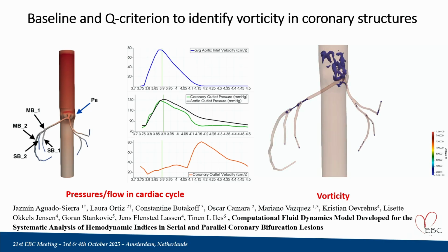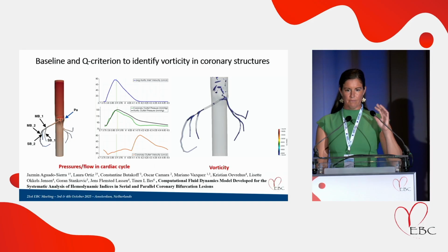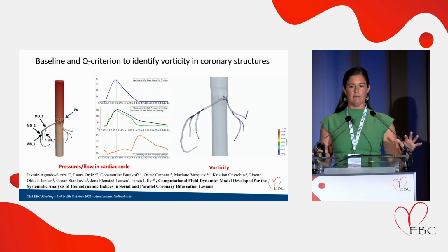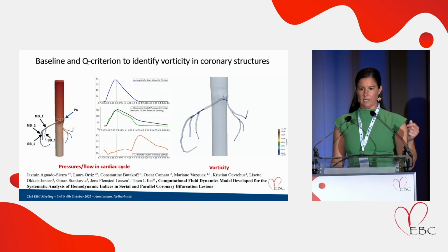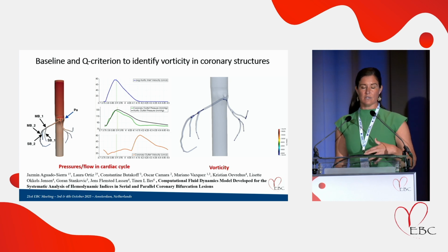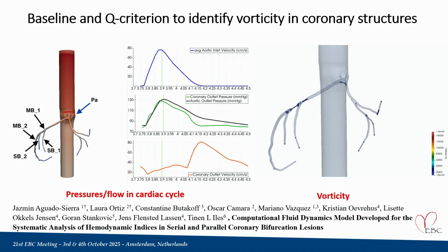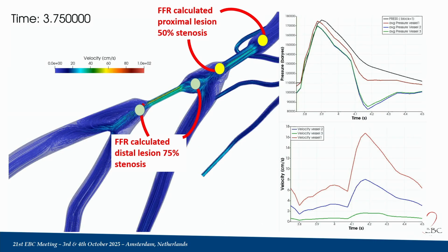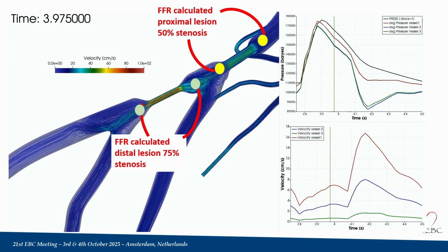So this is our baseline. First, we just want to understand the baseline of what's happening computationally, and also looking at the Q criterion, which allows us to then calculate FFR, but on its own, it's actually very helpful to understand the vorticity within the vasculature. And then we ran our simulation.